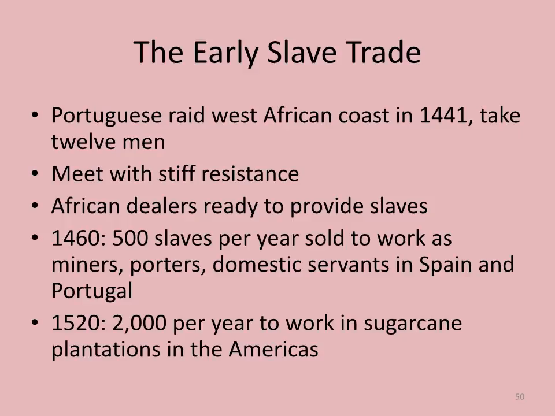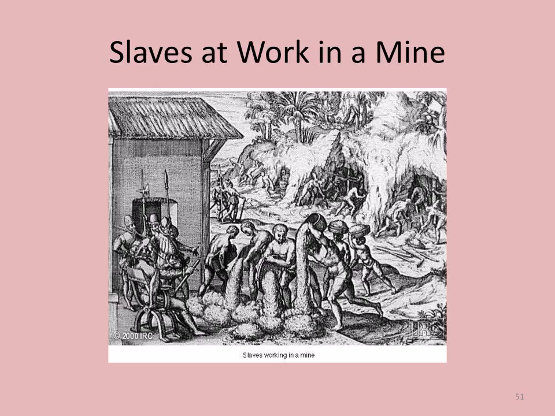Now, the early slave trade is going to be that the Portuguese are going to raid the West African coast in 1441 for the first time and take 12 men. This is going to be met with huge resistance. However, they're going to find out that they can just pay African dealers to provide the slaves for them. It's more cost effective, cheaper, and easier. By 1460, 500 slaves per year were being sold to miners, porters, and domestic servants in Spain and Portugal. So this becomes the chosen way to do it. Pay someone to go get the slaves, and then you pay for the slaves. By 1520, 2,000 slaves a year were being put to work on sugarcane plantations, just sugarcane plantations.